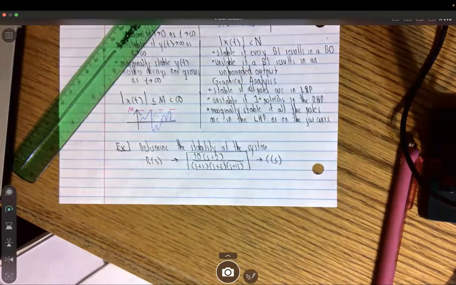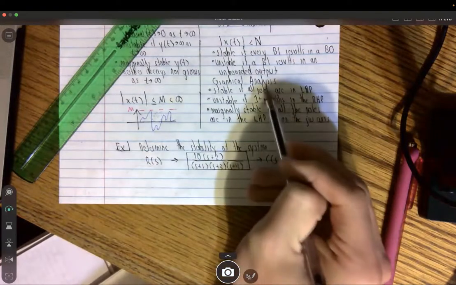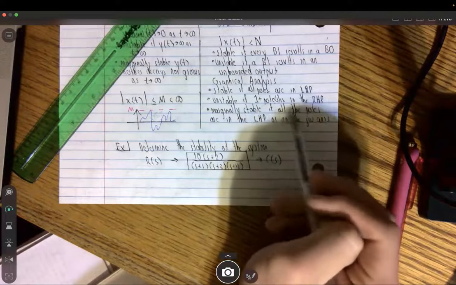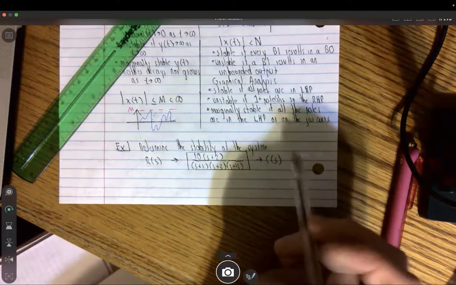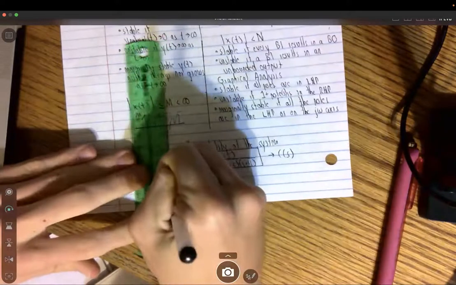And so what we examine is, remember, for stability, it was just worrying about the poles. It wasn't worrying about the zeros. So notice that this is only dealing with poles. So for stability, just look at the poles. Don't care about the zeros.